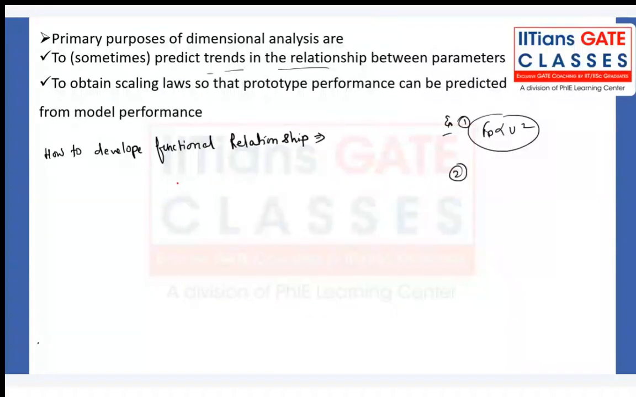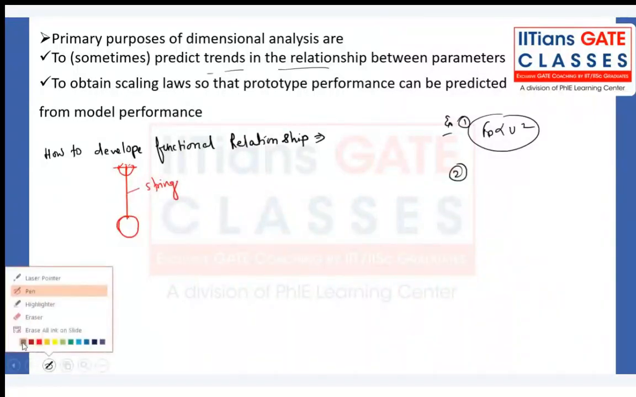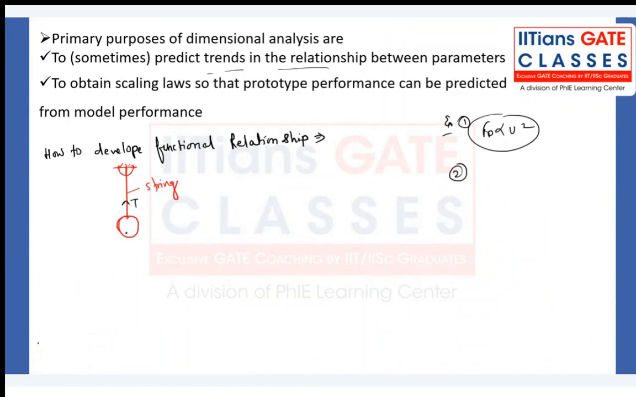Let's take the example of a ball which is hanging from a string. You know that in the string we will definitely have tension. There will be some mass, that is the weight of the ball. And if I just swing it, it will make a periodic motion, right? Simple harmonic motion, we will be getting. And the length of the string will be, let's say, L.